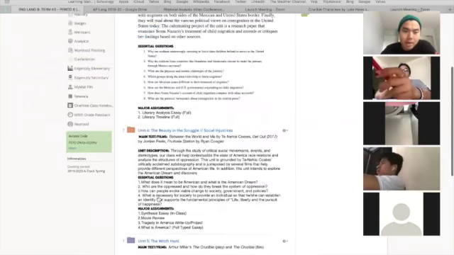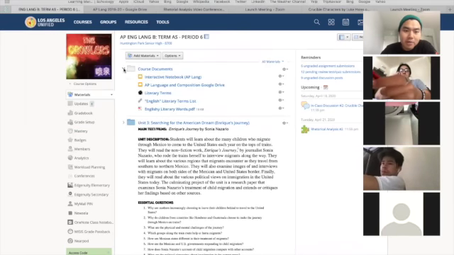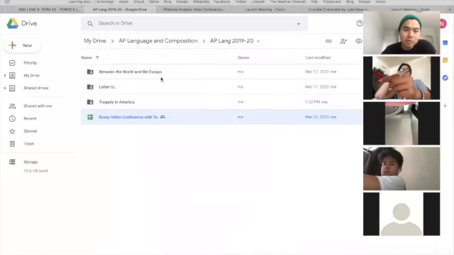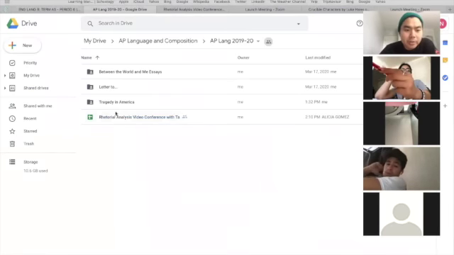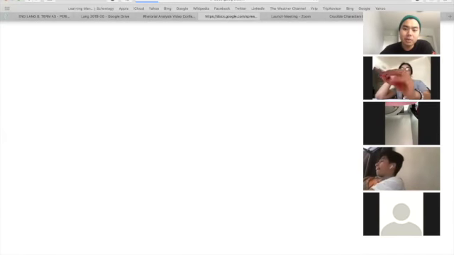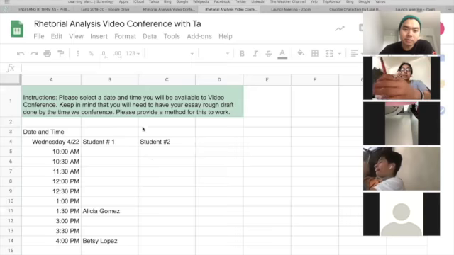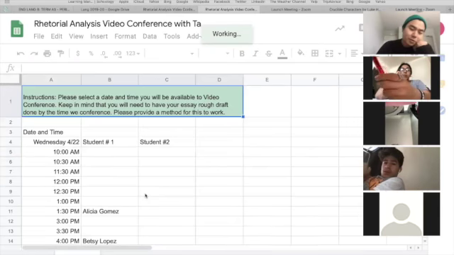Tuesday, and then if you go to our drive, and if you're not sure how to get to our drive, you open up course documents, you click on AP Language Composition Google Drive. Once you click on this, it'll take you to this page, right? So it's something you've seen in the past. We did assignments on here, we did sign-up sheets. It'll take you to here, and what you need to click on is Rhetorical Analysis Video Conference with Talk. Click on that, and you see a sign-up sheet. Some people already did it, awesome. This is for next Wednesday.